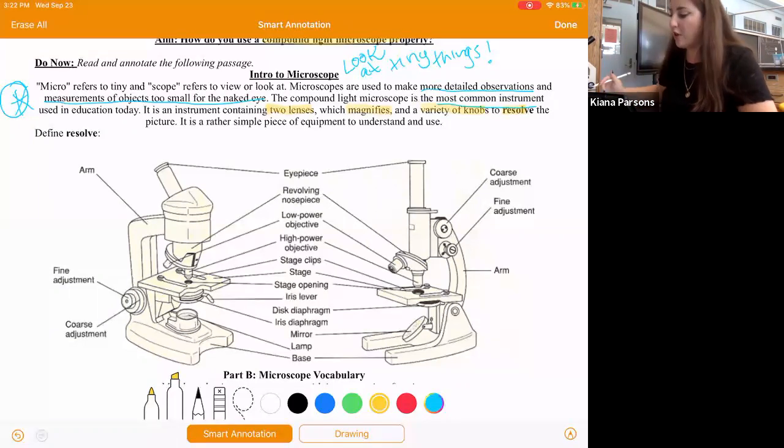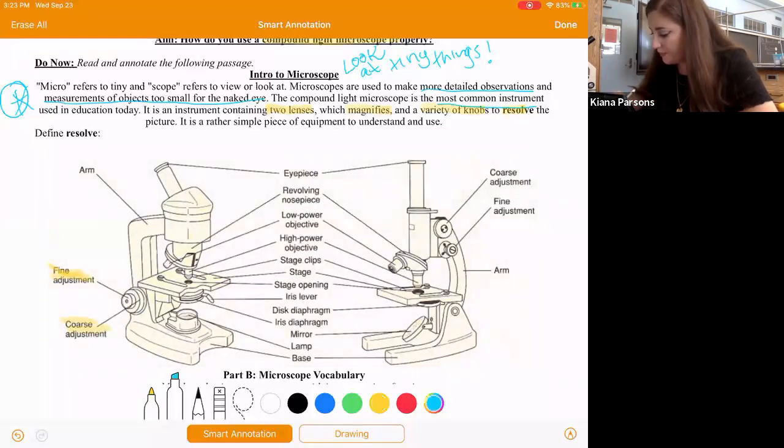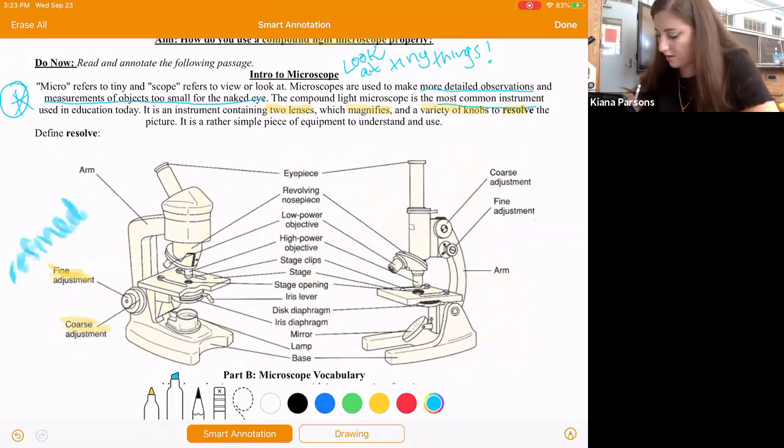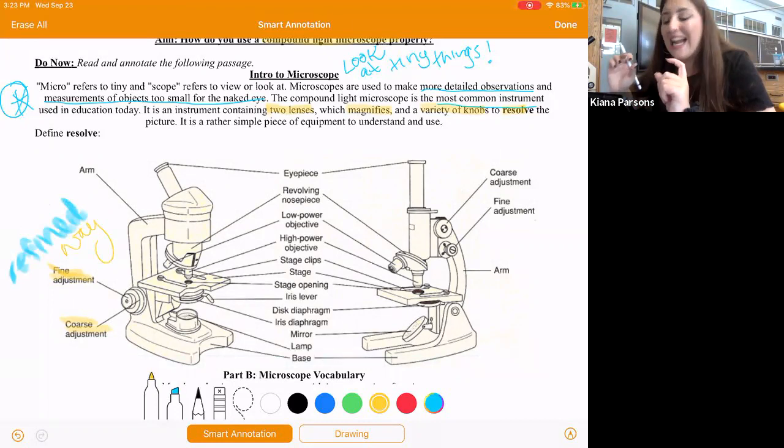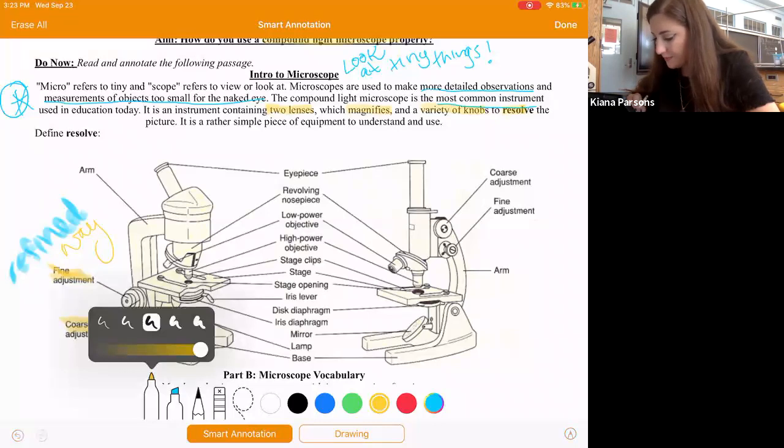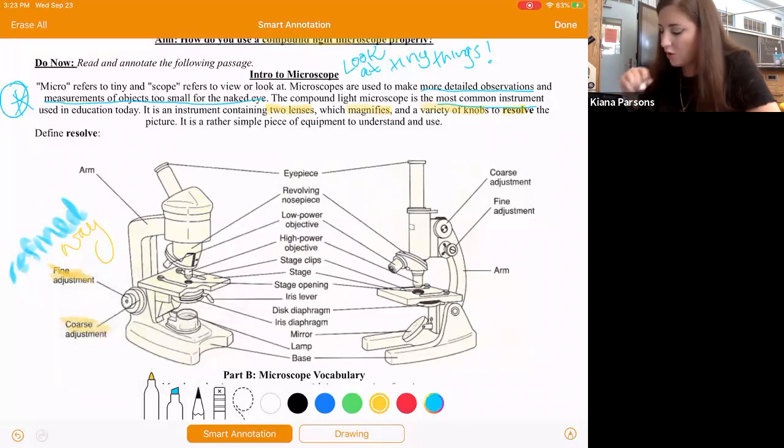When I was going through the microscope tour, I left off these two very important knobs. We have the fine adjustment and the coarse adjustment. So the fine adjustment adjusts images in a more refined, meaning very tiny focus, as compared to the coarse adjustment, which adjusts objects in a more coarse or rough way.